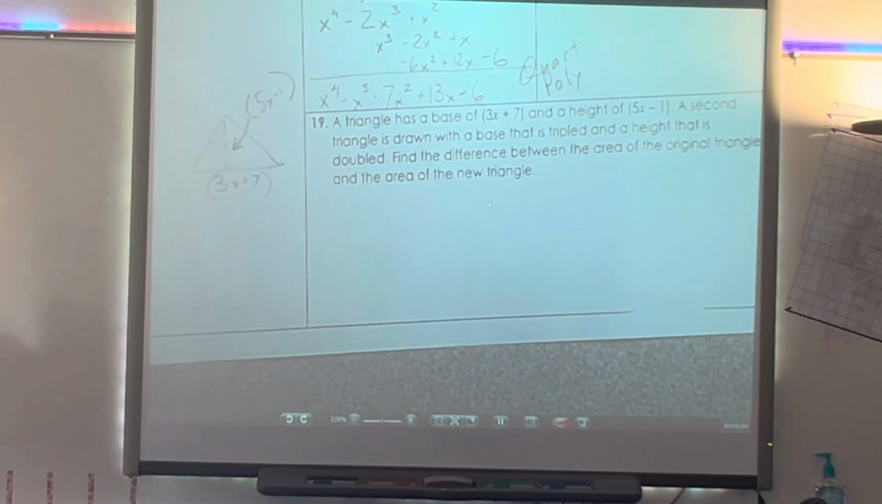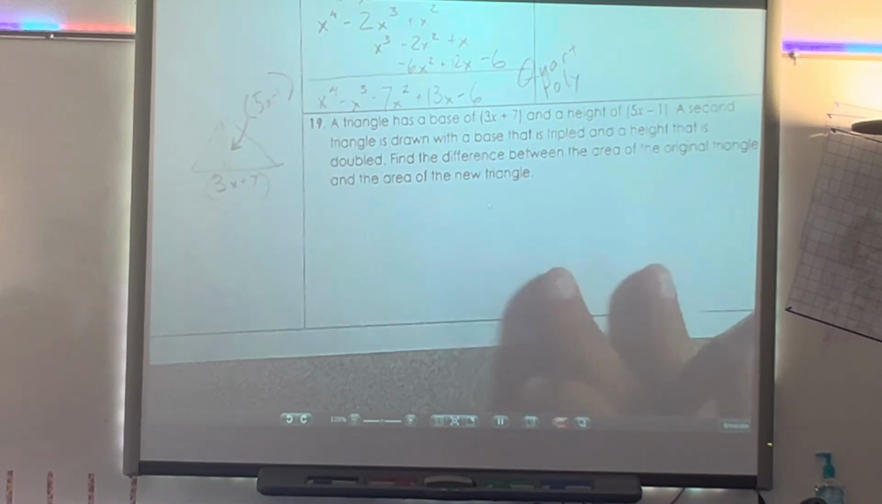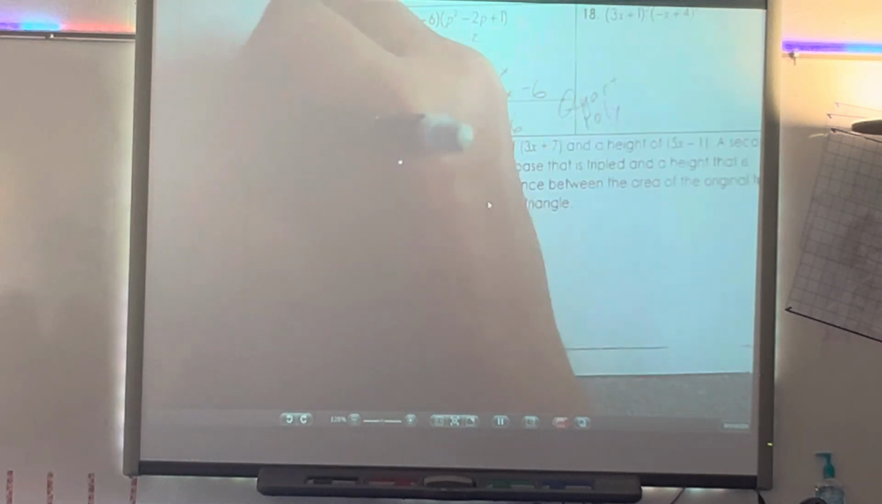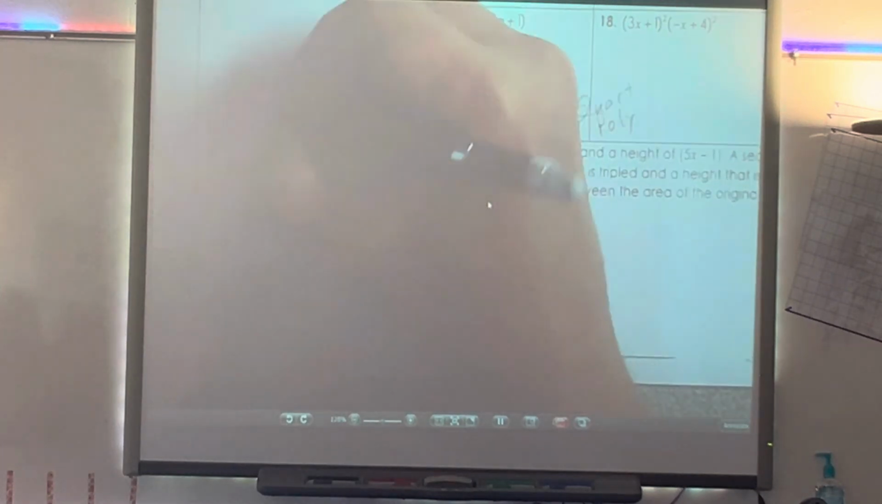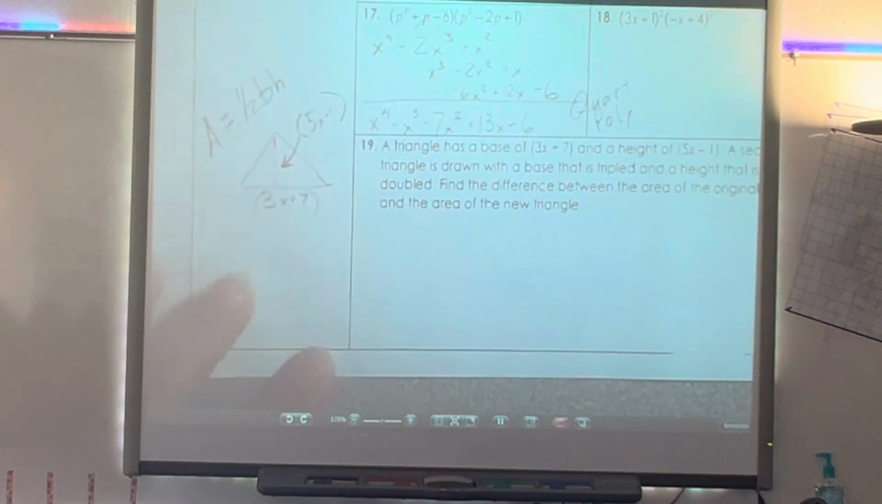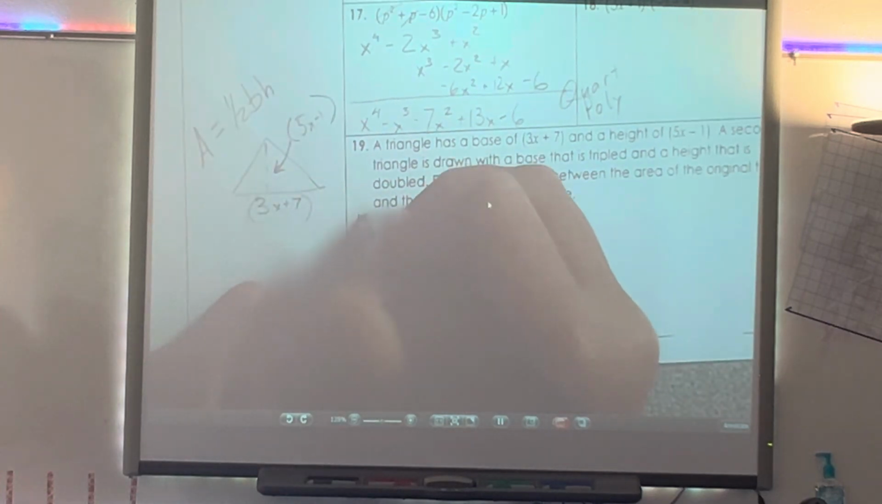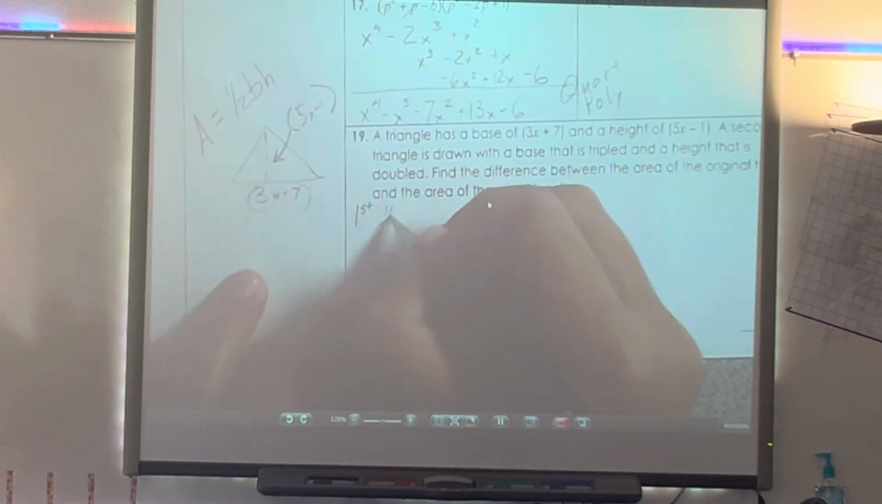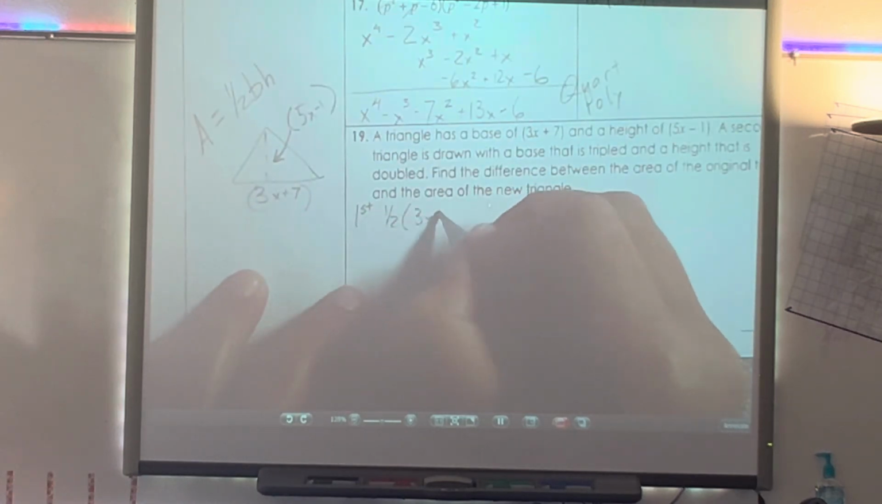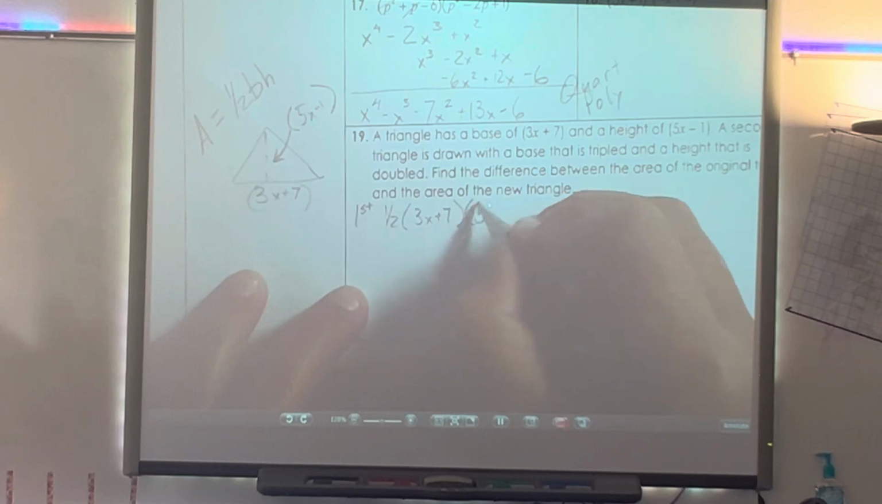And then once you know the difference, so I'm gonna set the problem up, but I'm not gonna work it out. Does that make sense? All right. So what's the area for a triangle? 1/2 base times height. Okay. And the second one, if we're tripling and we're doubling, obviously it's the bigger triangle, right? So if I had my first triangle, I would have 1/2 times 3x plus 7 times 5x minus 1, right?